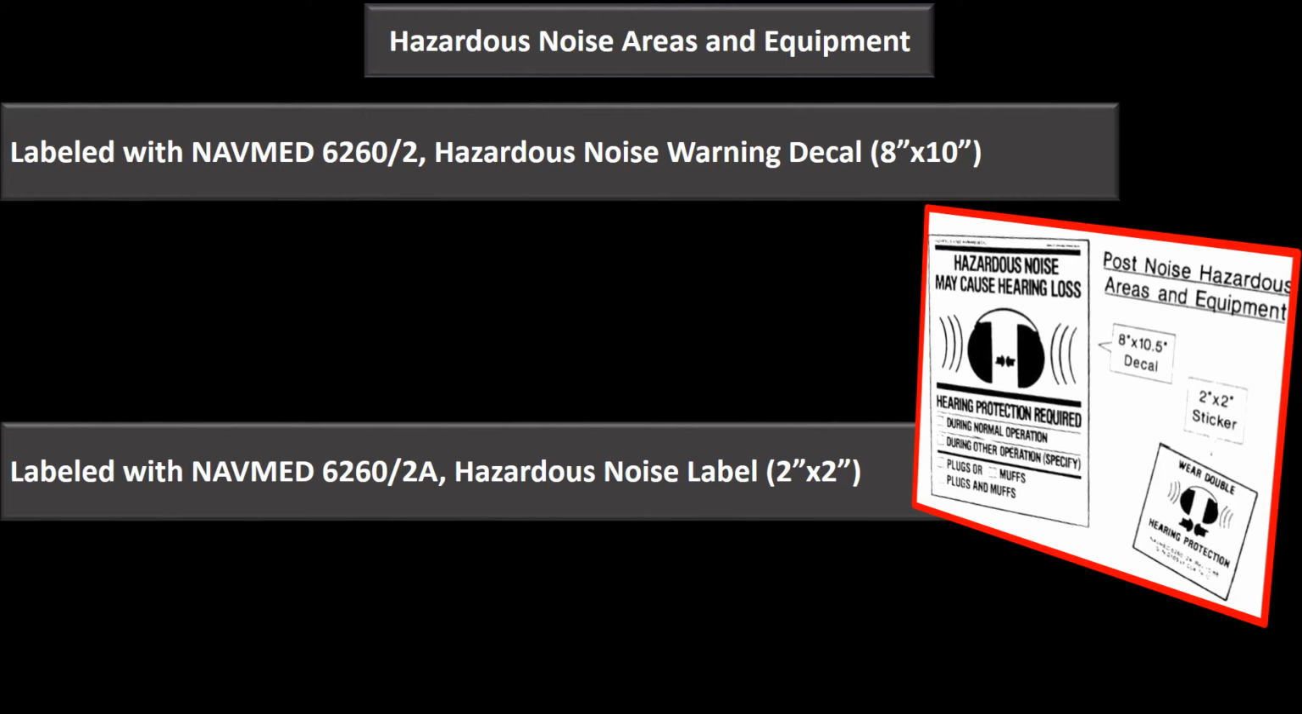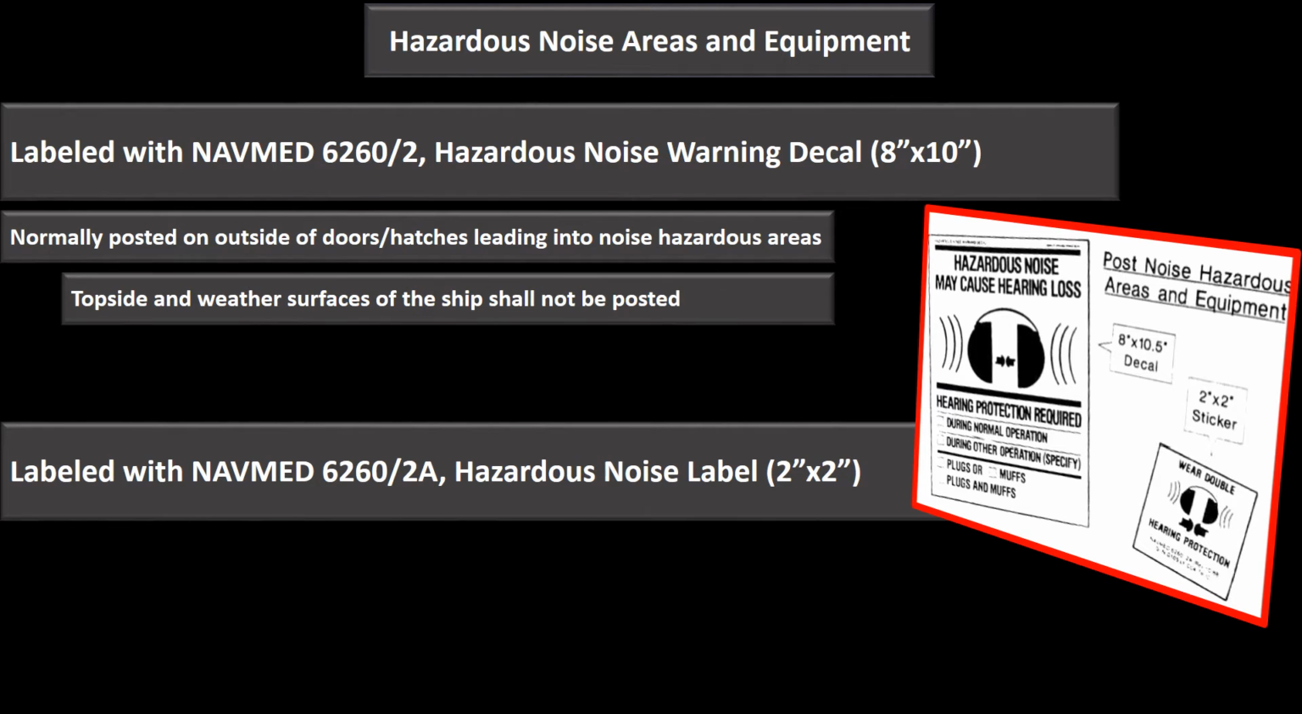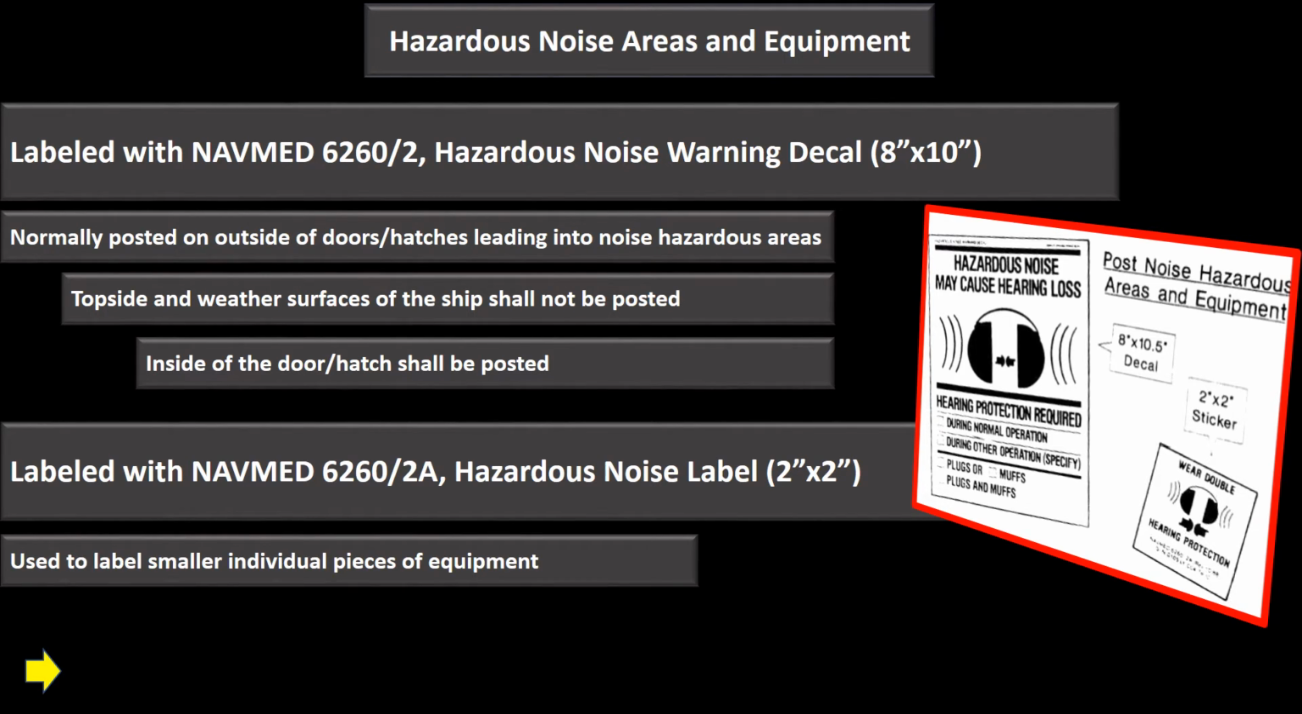So your noise warning decal is normally posted outside of a door or a hatch that leads into a noise hazardous area. Topside, however, on the ship or weather surfaces are not to be posted. I mean, you can't have these signs on the outside of a ship, obviously. So what we're going to do in those instances, you post it on the inside of the door or the hatch. And then our label, our 6260 slant 2 alpha, that's used to label smaller individual pieces of equipment.